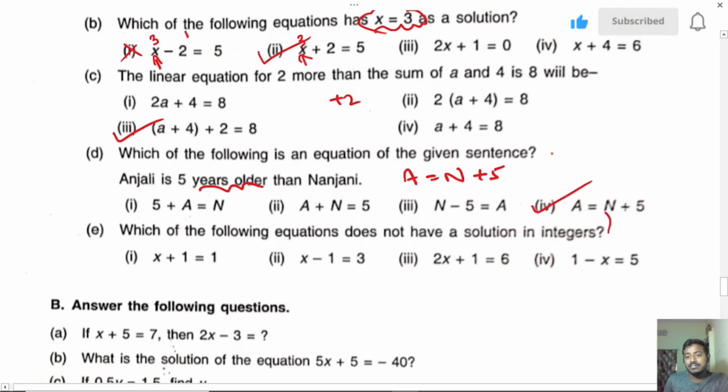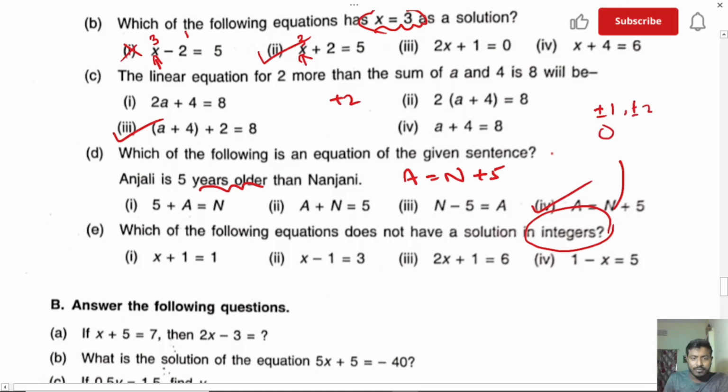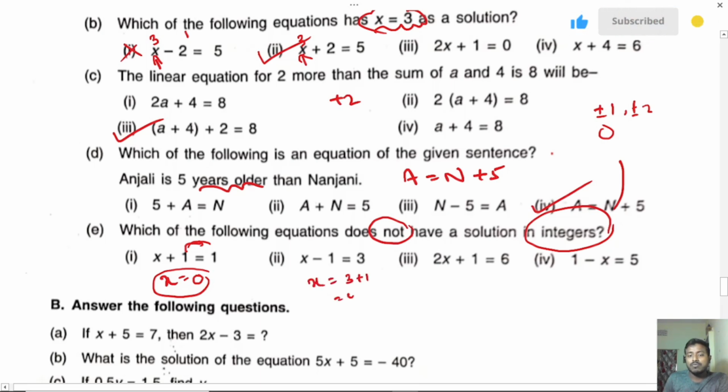So first tell me what is integer. Integer means plus minus 1, plus minus 2, or positive and negative with 0 are called integers. So first solve this. x plus 1 equal to 1. So x equal to how much? Now minus 1 on both sides, the 1 cancels, and the right side becomes 1 minus 1, that is 0. 0 is an integer. Yes. Now x minus 1 equal to 3. So we can write x equal to 3 plus 1, that is 4. x equal to 4. 4 is an integer, yes.